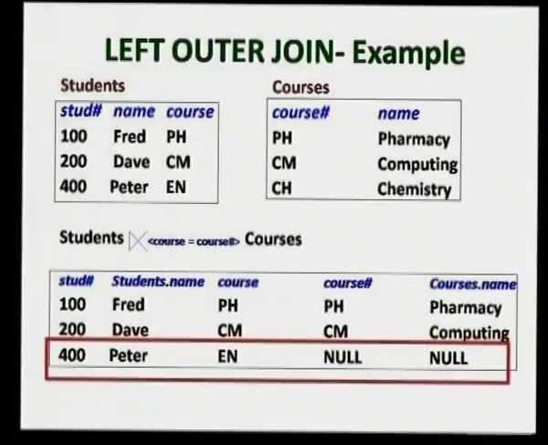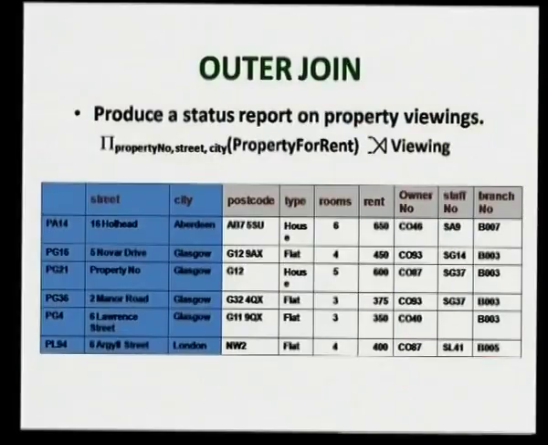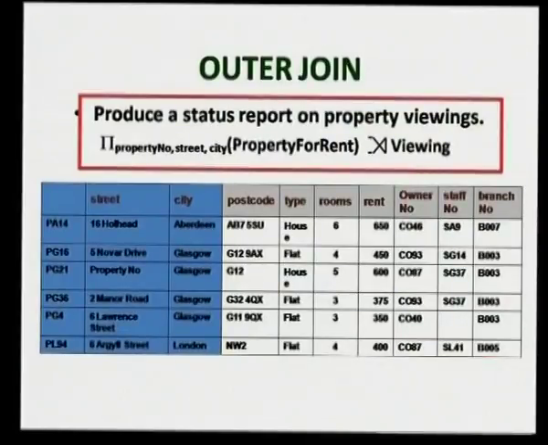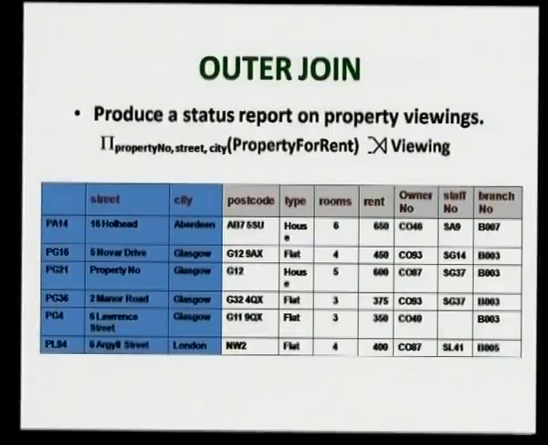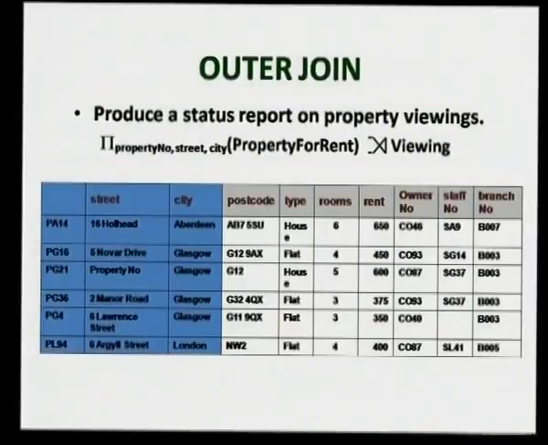Left outer join is where the unmatched tuples of R you put in the final relation. So, that is left outer join. It produces a status report on property viewing. So, here you have the same example where we show the output.